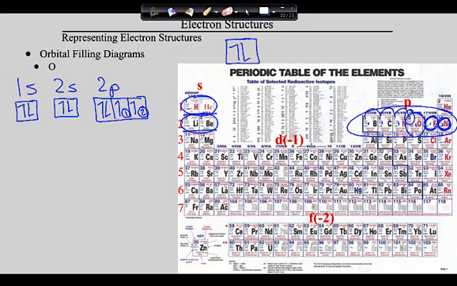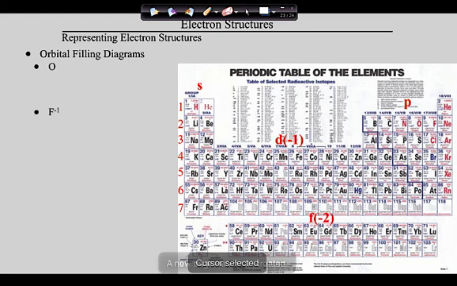So now that we've done oxygen, let's move on and try one that has a charge. So now we're going to take a look at fluorine.